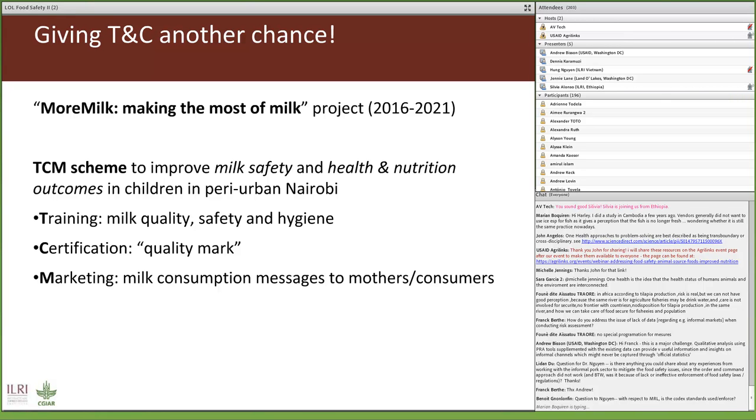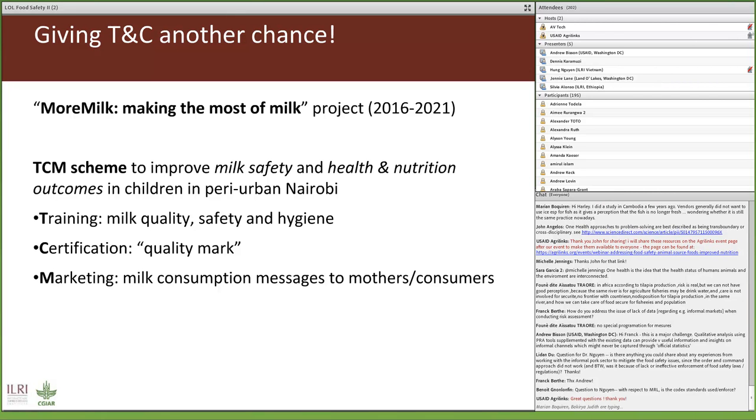So we will modify this training and certification. We will transform it into a training, certification, and marketing scheme. For the training, we will recruit informal dairy traders, and we will give them skills on milk quality, safety, and hygiene, pretty much similar to what the scheme did 10 years ago. There will be an aspect of certification that will be the quality mark, something that the traders can display and show their customers that they are trained, that they are better than all the other traders around, to build confidence of the customers. And then a marketing component, which is promoting the consumption of milk among customers. So we will work with the traders to work out what messages they can give to customers to promote milk consumption, especially for children.